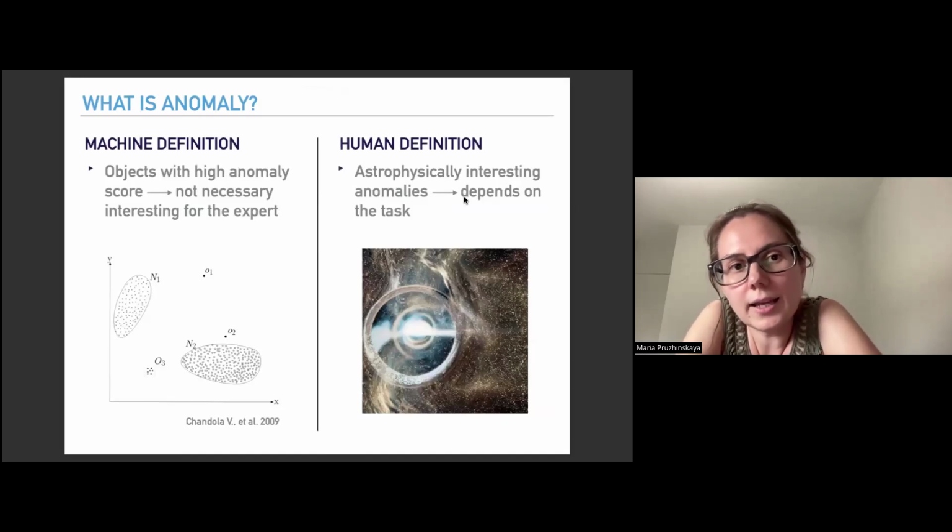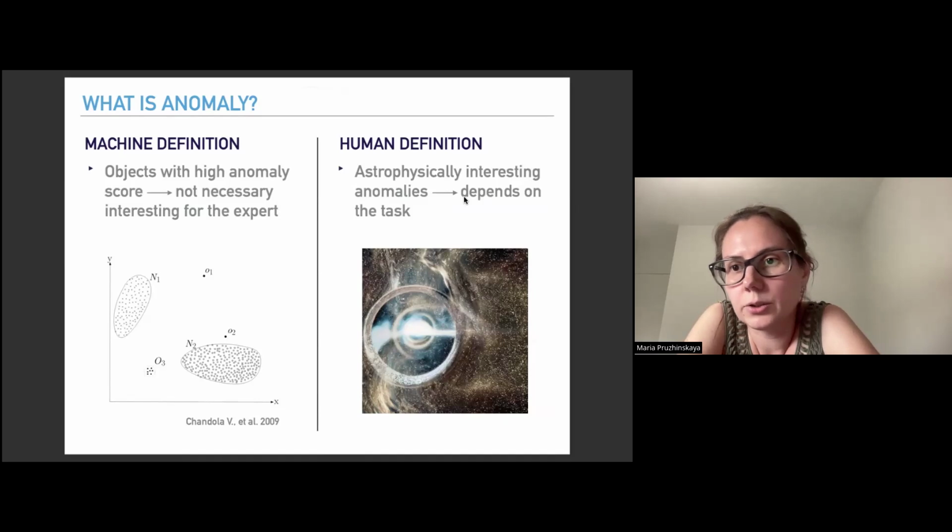So I'd like to start with a definition of anomaly. What do we mean by anomaly? Roughly speaking, we could say that there is a machine definition of anomaly and a human definition of anomaly. Machine definition of anomaly is rather simple, it's a statistical definition.